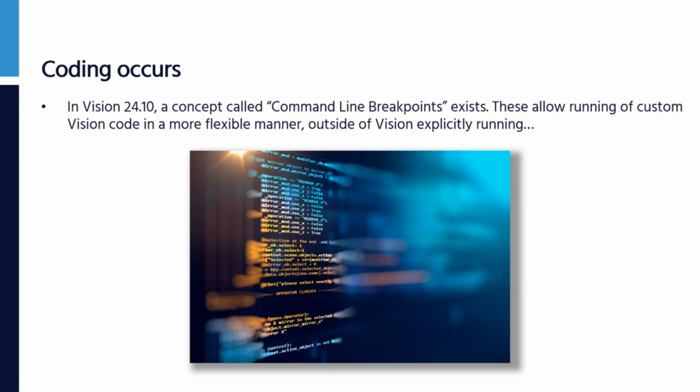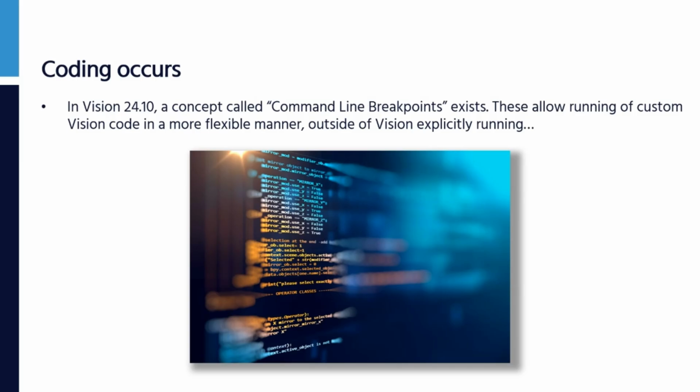The short version of what that means is it's code that can run outside of Vision a bit more flexibly, without being inside the Vision program. Most of the breakpoints that we have, for those of you who aren't familiar, run on specific things occurring inside Vision. So it might be before customer save: before you save a customer, run this code. It might be after sales order process: after a sales order is processed, run this code. These command line breakpoints are more flexible. They occur outside of Vision at a time of choosing.